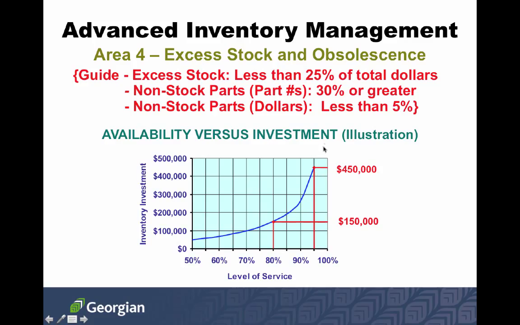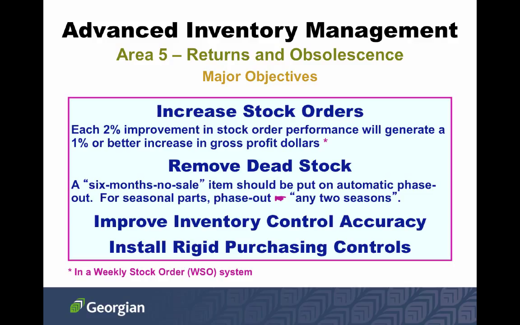If I wanted to go to 100%, well, I'd need every piece in inventory at the National Parts Distribution Center that the manufacturer has. Clearly, it is not possible to have 100% supply. Now, that's inventory 4, excess stock and obsolescence. Now I'll discuss inventory area 5, returns and obsolescence, just in terms of major objectives.